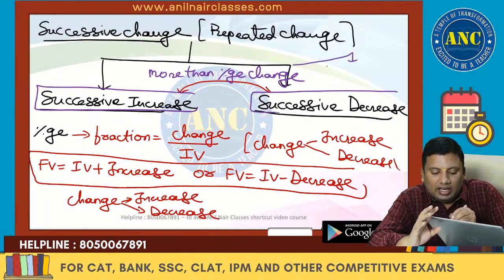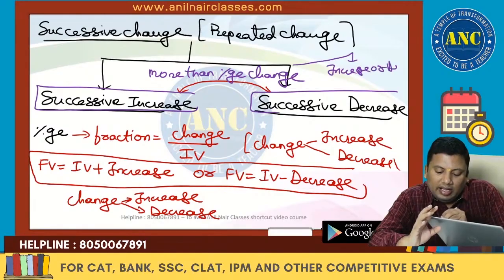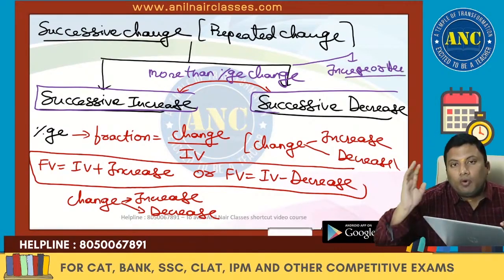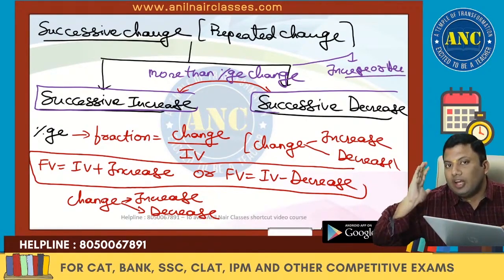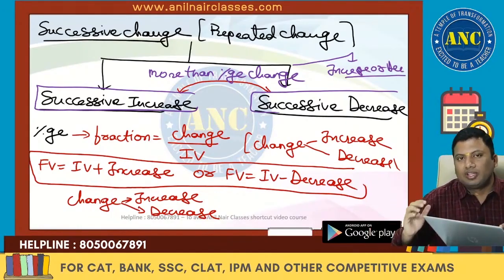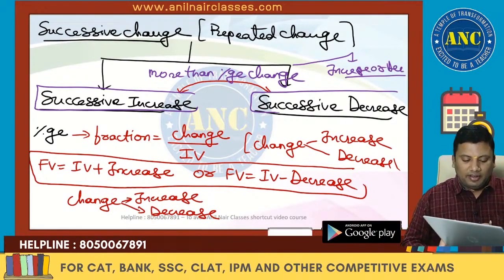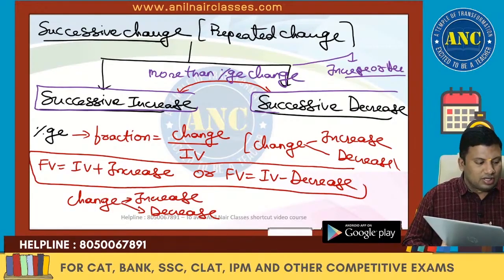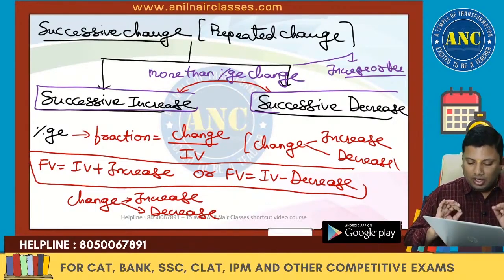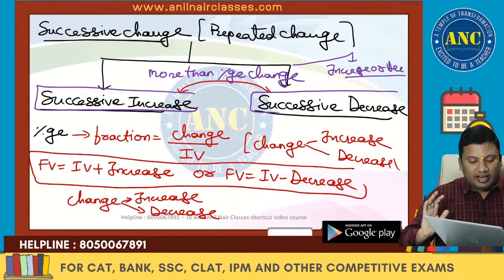There could also be a combination of increase and decrease. There could be only increase in values, there could be only decrease in values, there could be a combination of increase or decrease in values. I hope this first slide is clear.